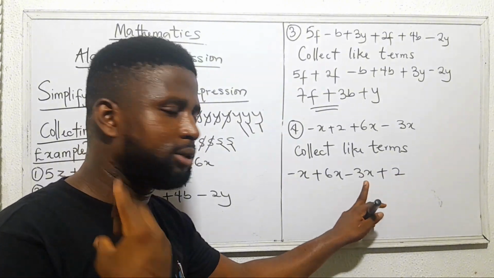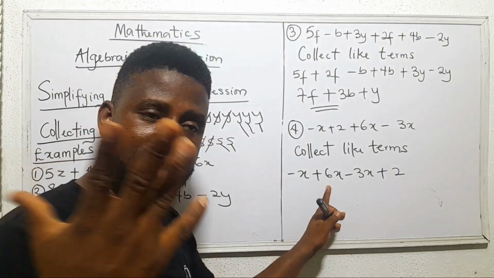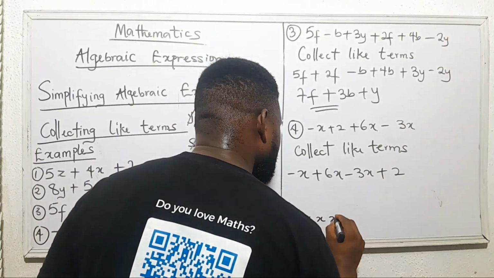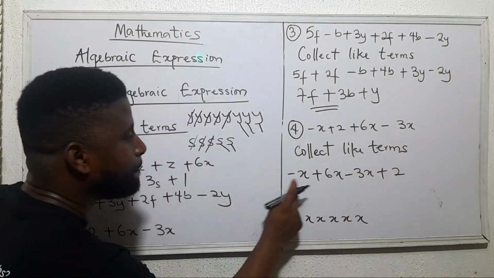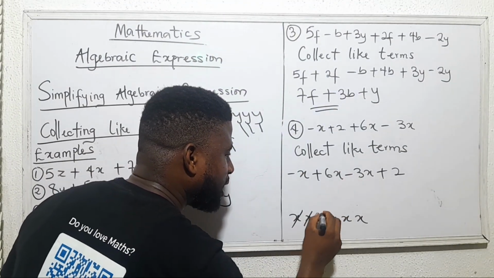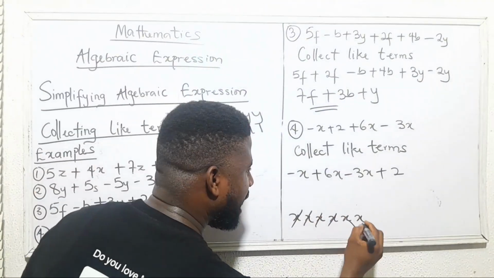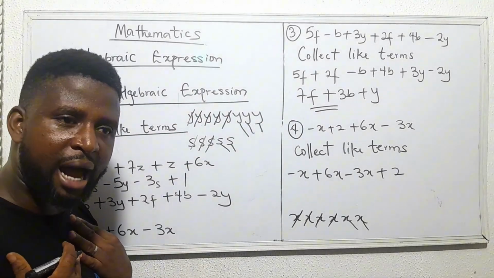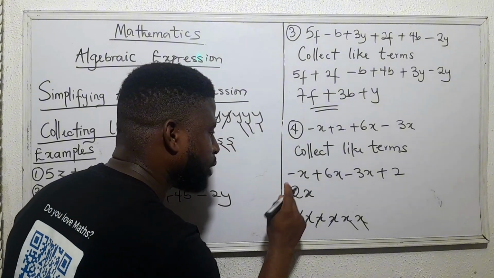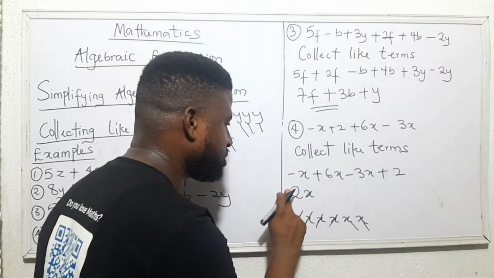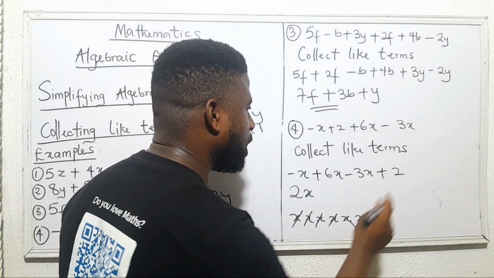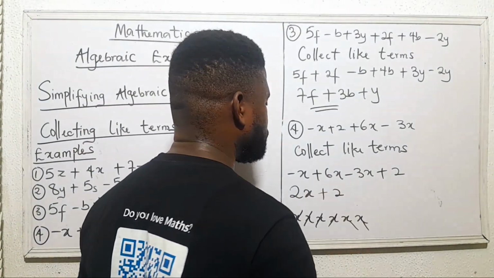Now we have minus x, which means I'm owing 1x. I'm also owing 3x, but I have 6x. So if I count what I have, 1, 2, 3, 4, 5, 6. Minus 1x, I take away 1. Minus 3x, I take away 3. What do I have left? I have 2. But I'm the owner, right? Which means it is positive. So I have 2x. Remember, if I don't write the sign positive, it also means it's still the same. It is positive, especially when it is the first term. So then we have plus 2, right?